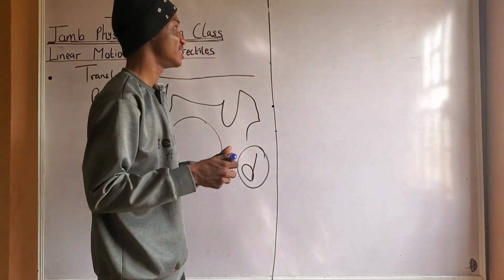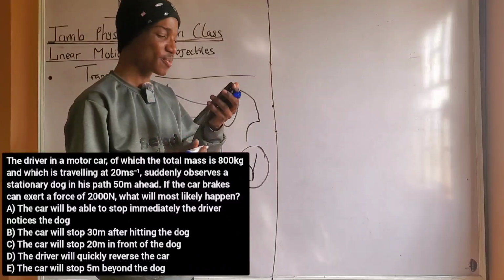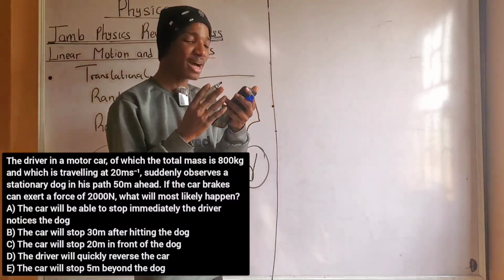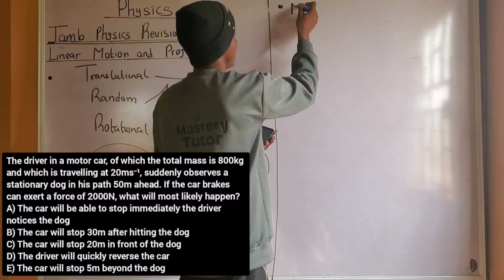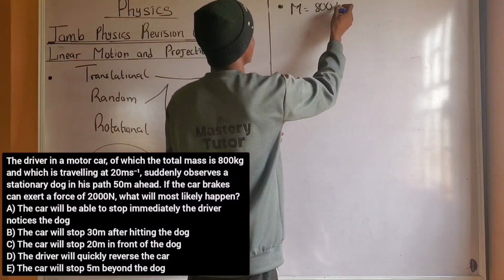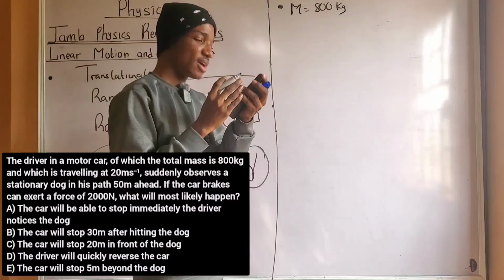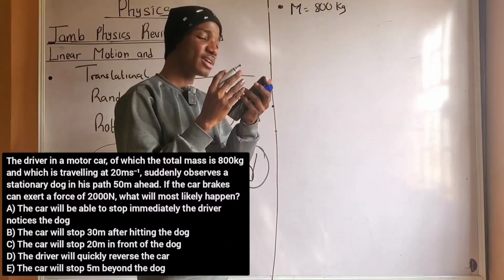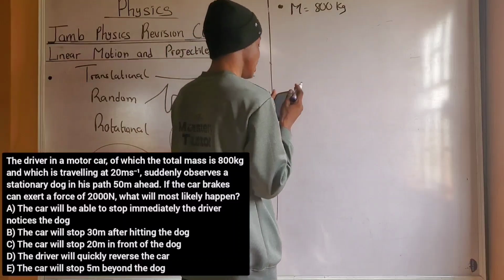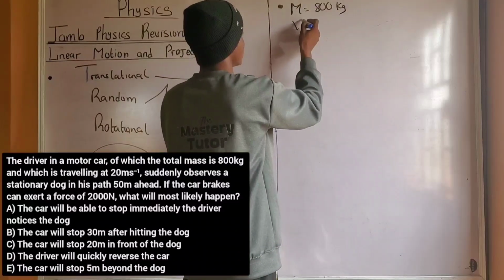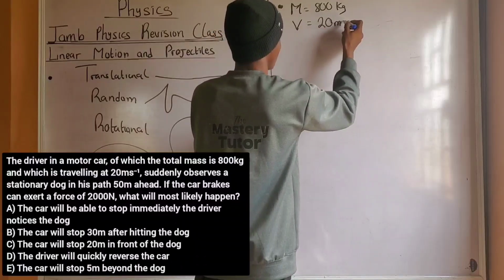Now, listen to me carefully. This is a scenario question, so I want you to pay attention. The mass, we are given mass as what? Mass is equal to 800 kilograms from the question. And the driver is traveling at 20 meters per second. That is the velocity. Velocity is equal to 20 meters per second.